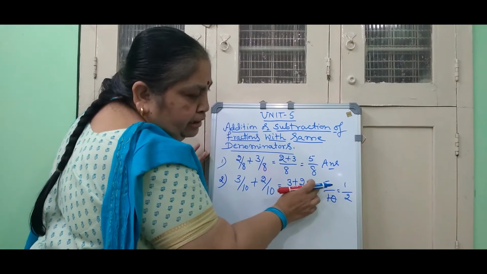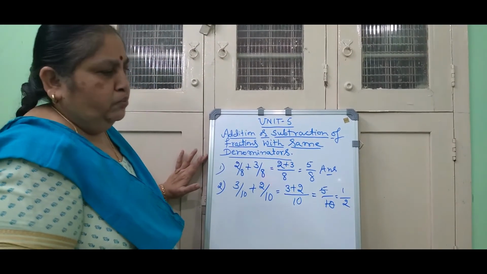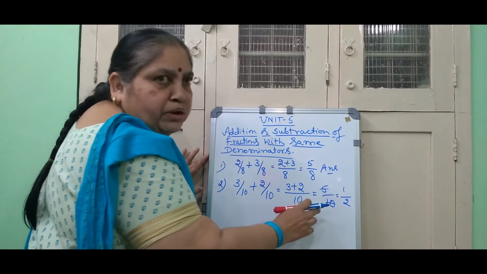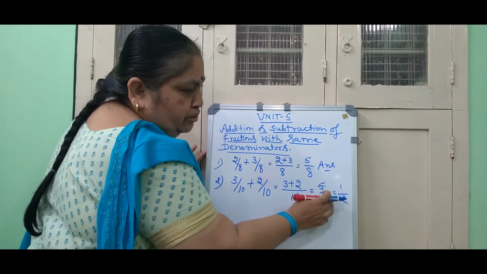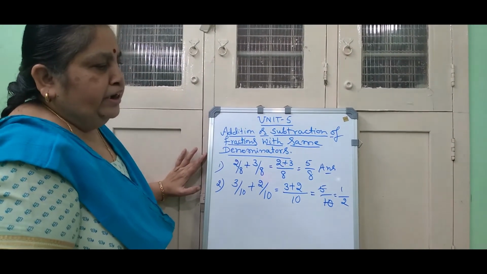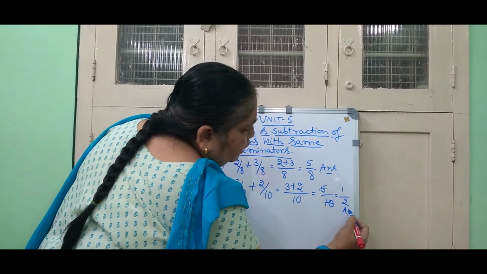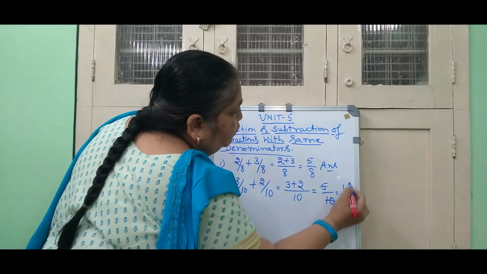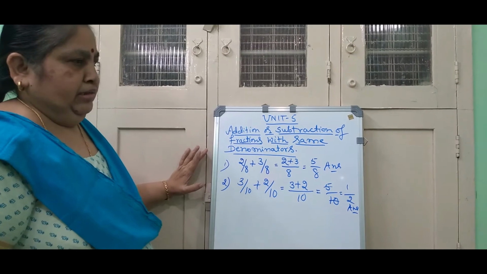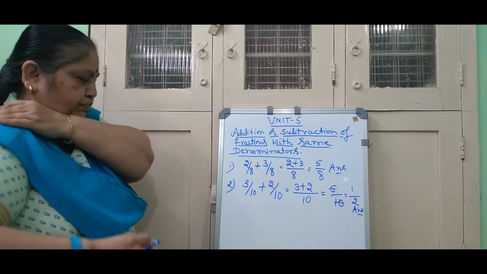We can cancel both the numerator and the denominator by the same number. 5 ones are 5 and 5 twos are 10. So, it can be simplified into half, 1 by 2. So, here the final answer will be 1 by 2. 1 by 2 will be the final answer in this example.